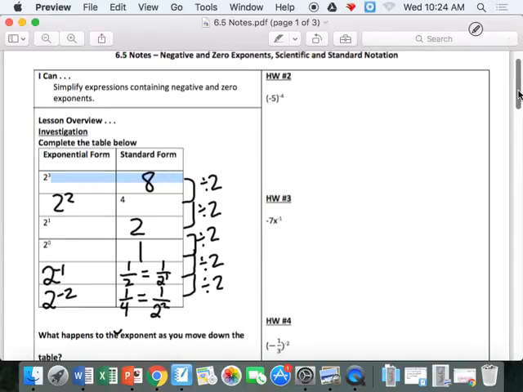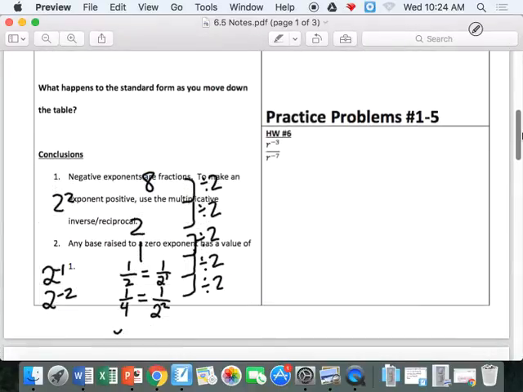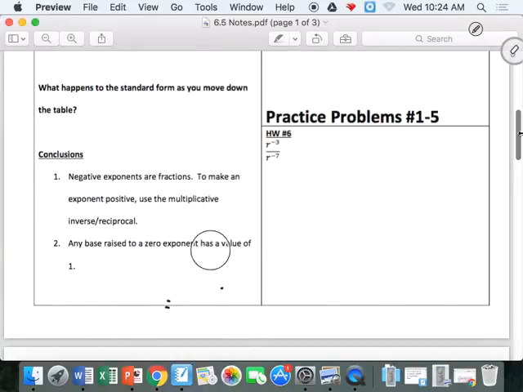All right, so let's do the examples here. So what happens in standard form as you move down the table? That was divide by 2. If you wanted to get that on there, this was divided by 2. Why did you erase some of it and then forget to erase the rest? Divide by 2. All right?